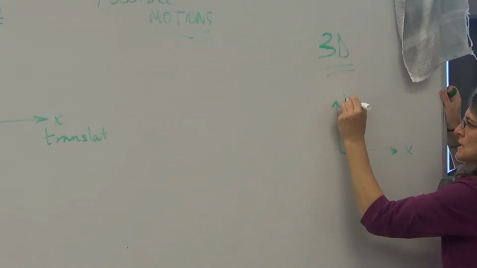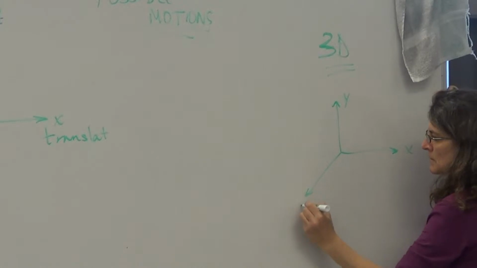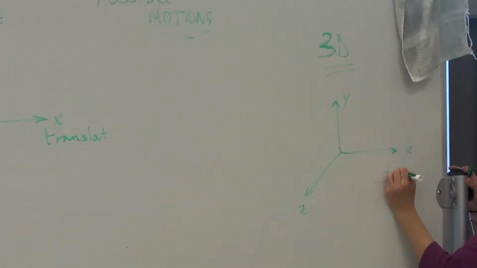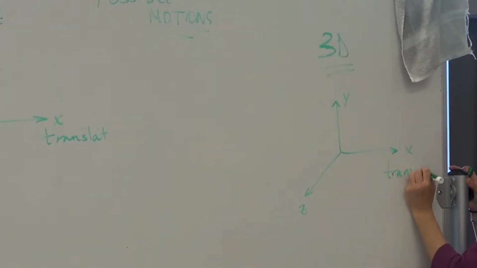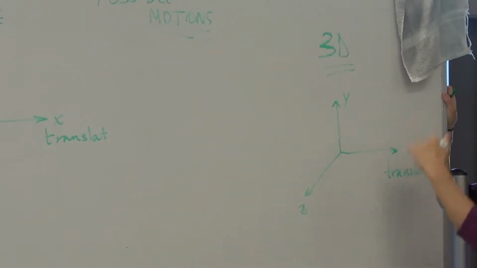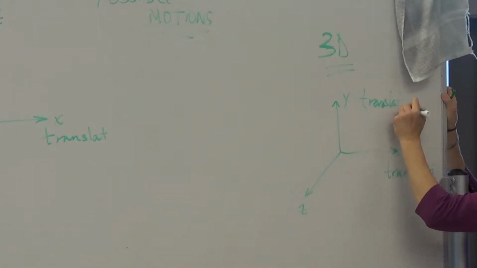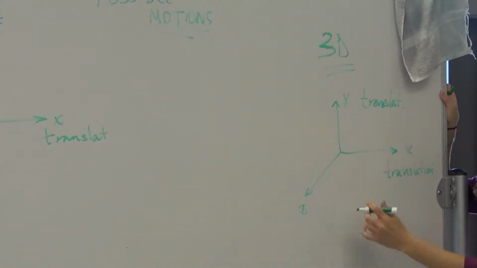Let's draw our axes again. Okay, so for 3D, what's the possible motion that could happen in the X? I could have translational in the X. Let's continue with translational. Can I possibly have translational in the Y? Yes, I can move up and down. How about in the Z? Can it move forward and back?